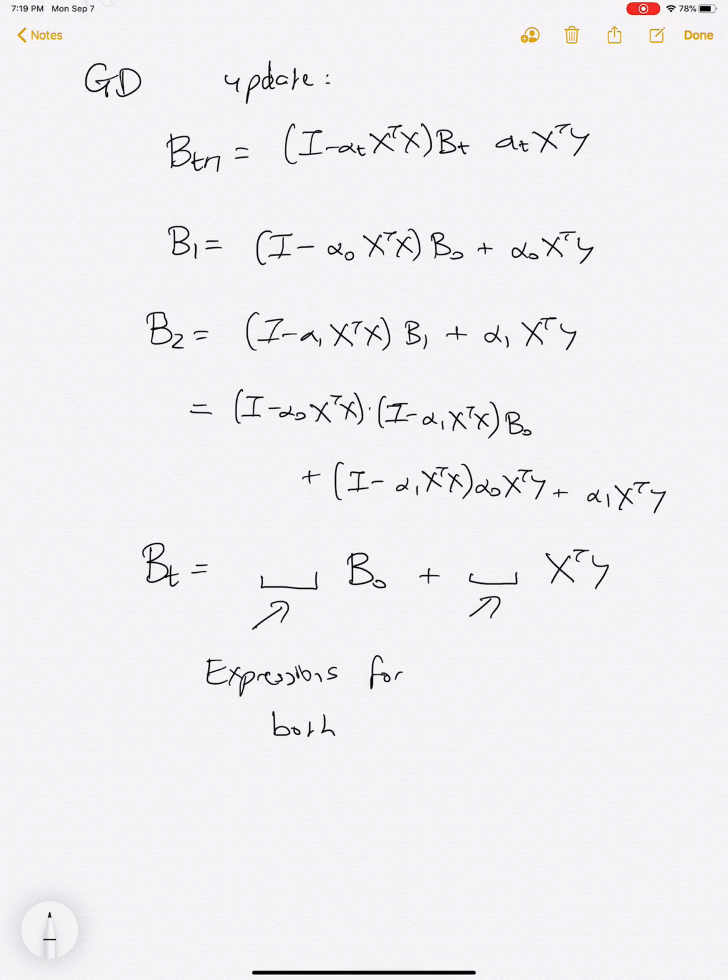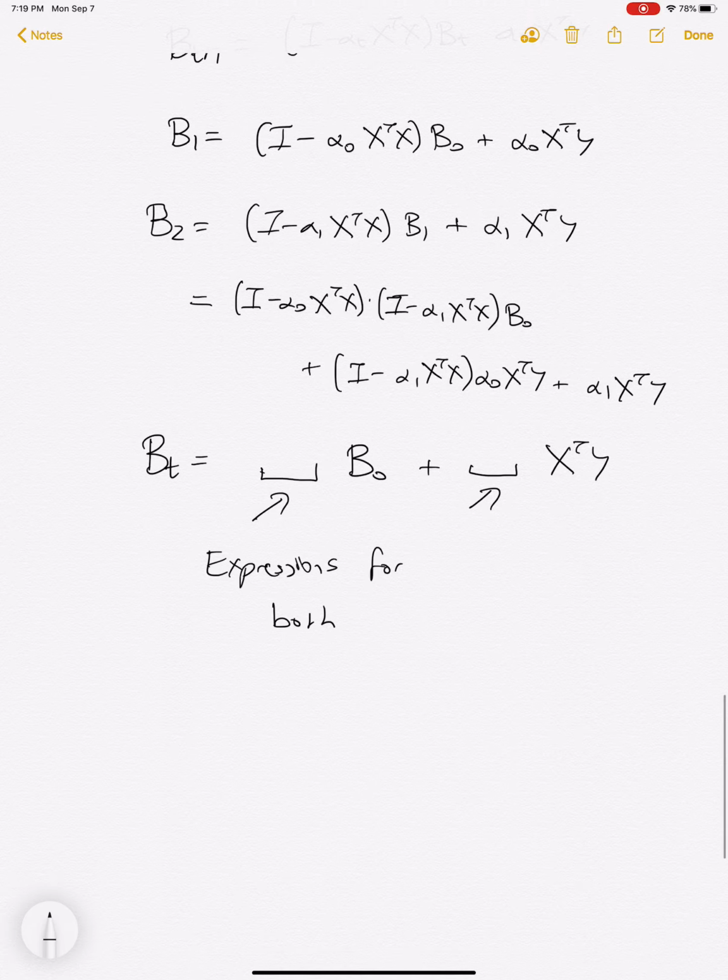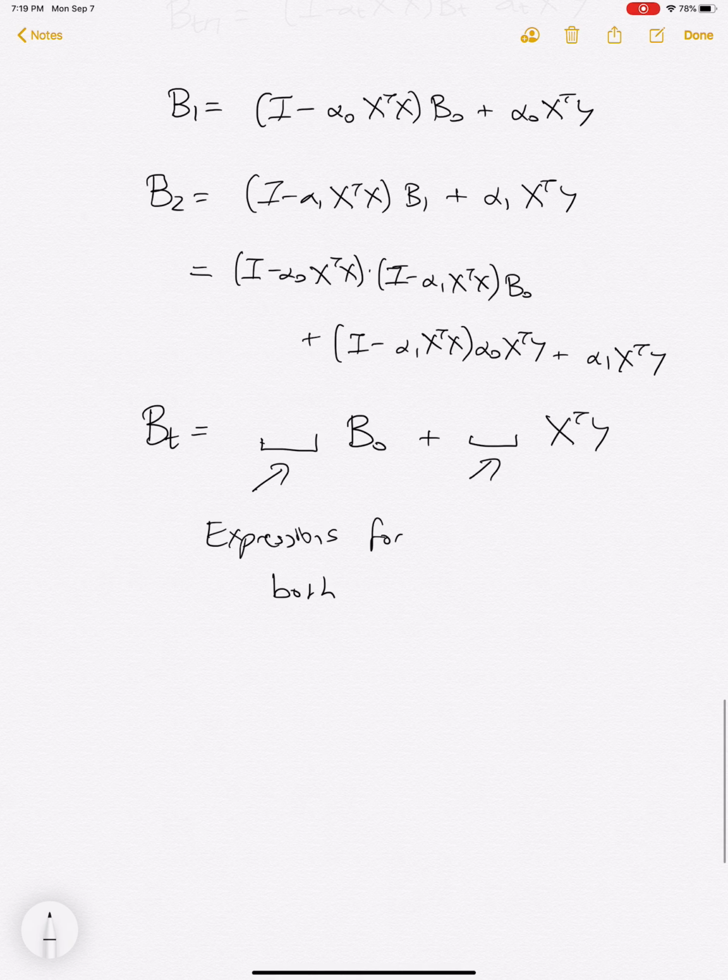You can see that B1 obviously depends on B0 and X transpose Y, B2 depends on B1 and X transpose Y, and B1 depends on B0 and X transpose Y. So we can clearly see that BT is going to be an expression where it's some equation in front of B0 and then some other expression in front of X transpose Y. So we want to find expressions for both. Hopefully we'll see that this expression ends up not being too complicated, although it might look quite complicated right now.